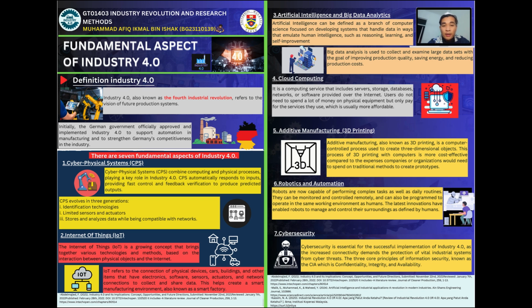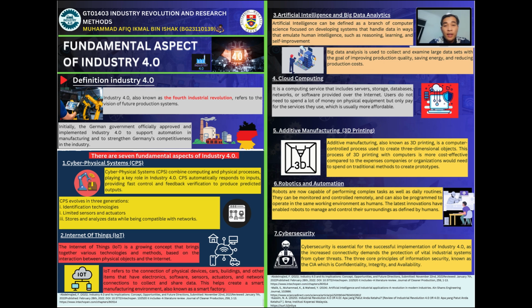The fourth is cloud computing. It is a computing service that includes servers, storage, databases, network, or software provided through the internet. Users do not need to spend a lot of money on physical equipment but only pay for the services they use, which is usually more affordable. For example, cloud computing services like Amazon Web Services allow businesses to store data and manage networks without the need for expensive physical servers, paying only for the resources they use, which is more cost effective.